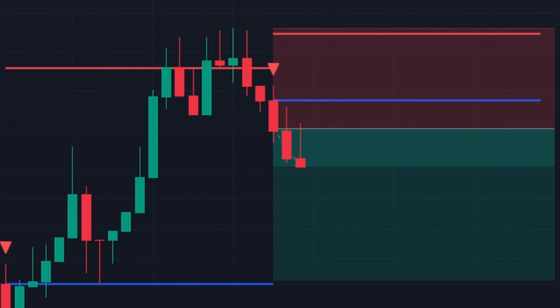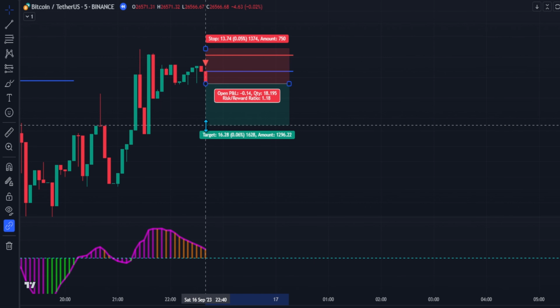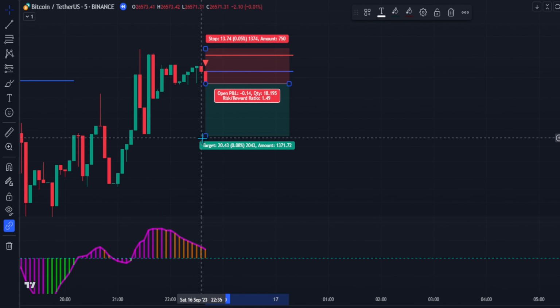Here we can see that we have a red arrow. Next, the reverse EMA is in red color. After that, the candle is below the blue line. And lastly, it is a red candle. With all of that met, we can enter in this candle. Set the stop loss at the recent swing high and target 1.5 times the risk. Let's see this through. As you can see, it's a winner.